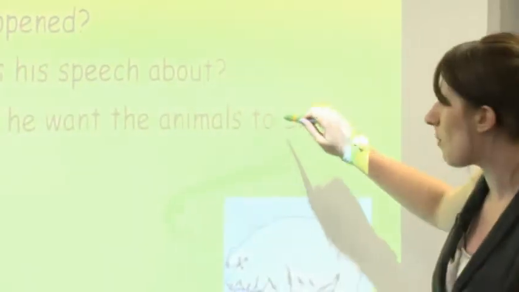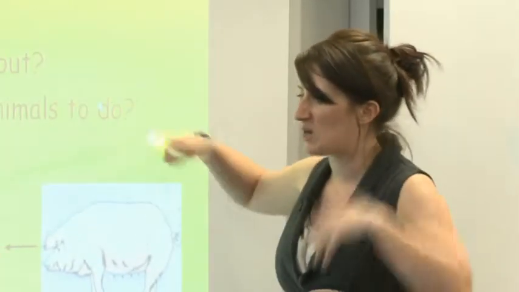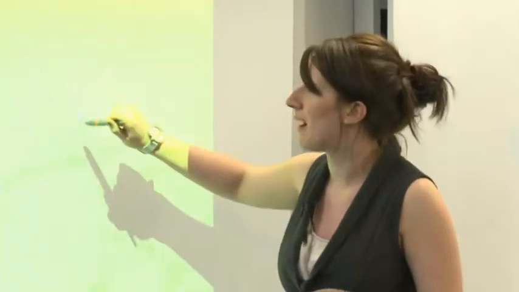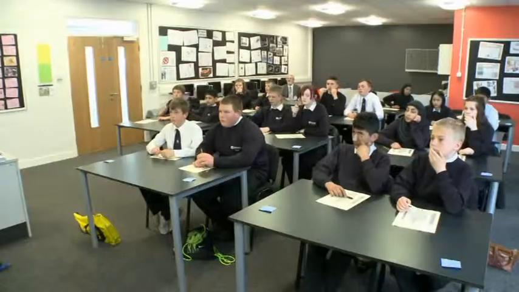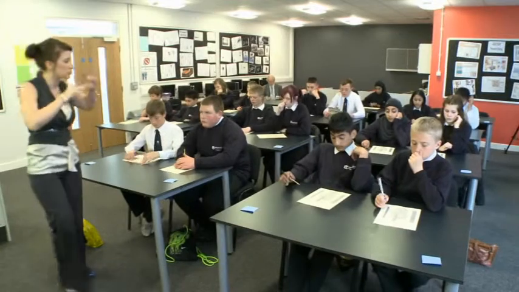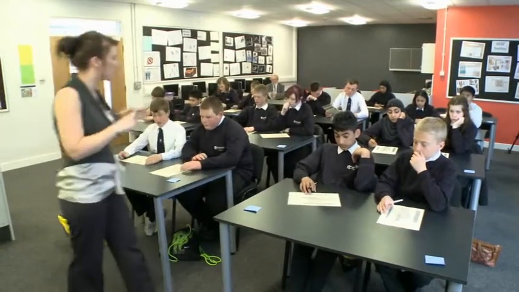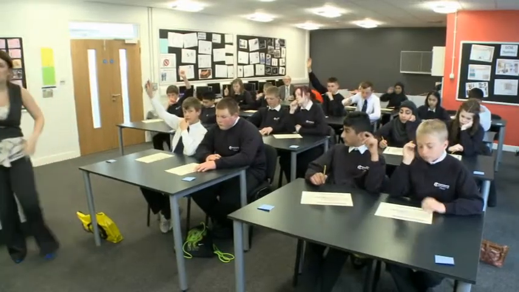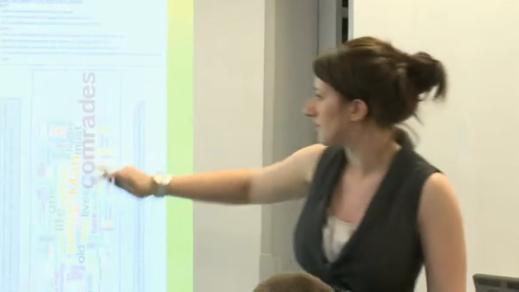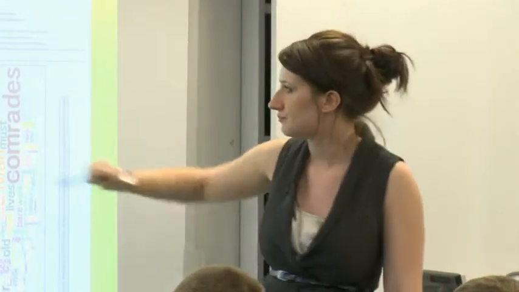Okay, so we've got Old Major, he's giving his speech, and he wants an uprising. He wants the animals to rebel. You've got some booklets in front of you today, and we've got some success criteria on there. First of all, I've put in the middle of your page what we call a Wordle. How many of you have ever seen a Wordle before? A couple of us, okay. So that's on the front of your booklet.